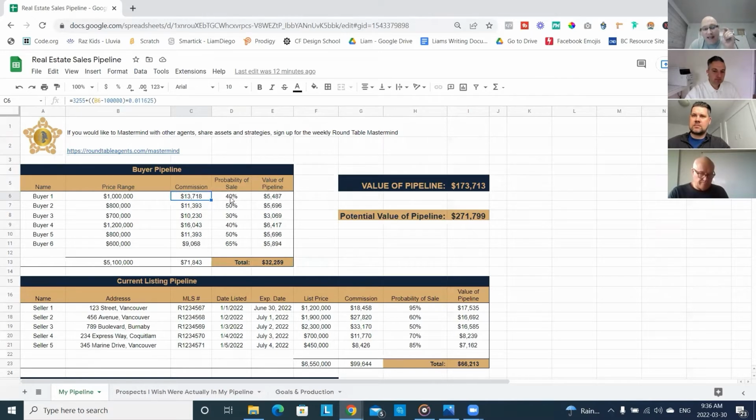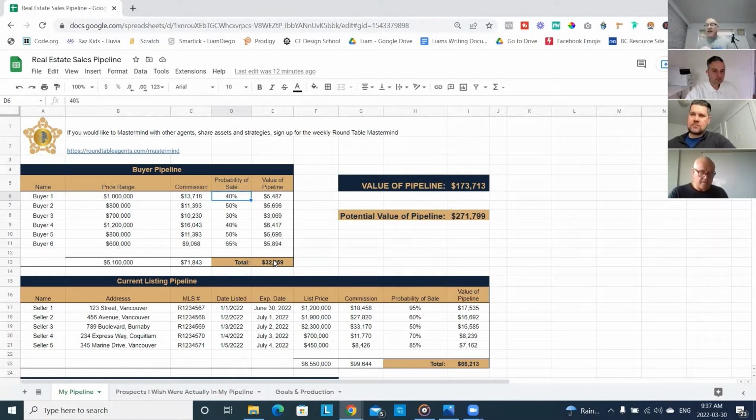But what I really like is probability of the sale. What this does is calculate your potential volume of your buyer pipeline. This calculates your potential commission, but I think it's so important to look at the probability of the sale so that you're actually looking at realistic numbers.